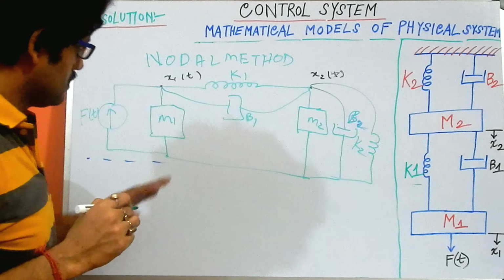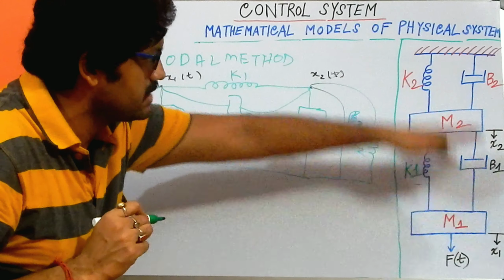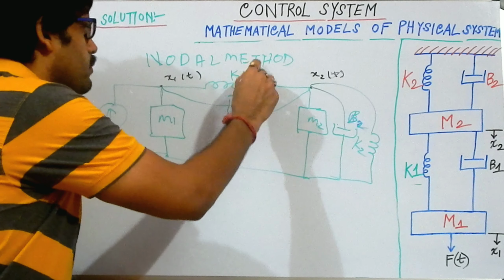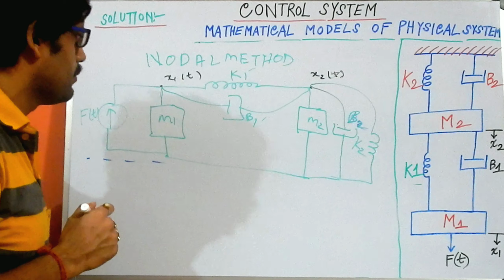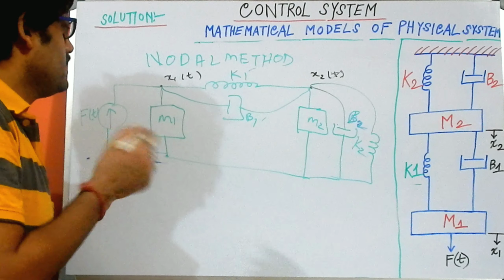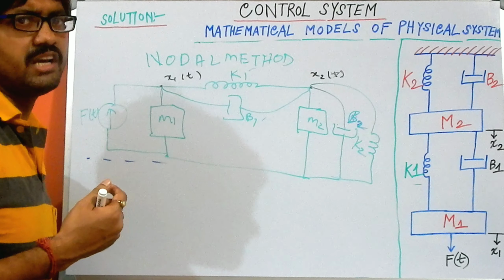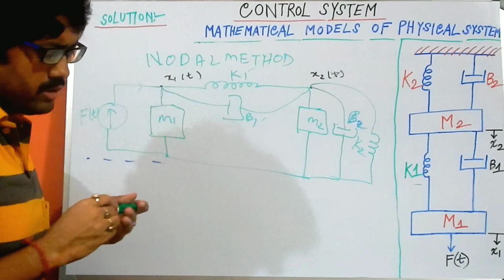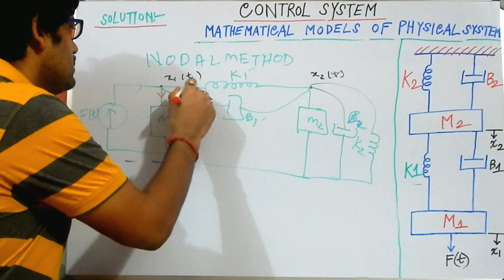And in between x1 and x2(t), there are two passive elements: one is K1 and the other is B1. So what is the method to write this type of equation? The equation is very simple. We use the nodal equation; if you missed my nodal classes or the nodal method from circuit theory, please check that out. Here F(t) is directed inward, and all these other terms are outward.